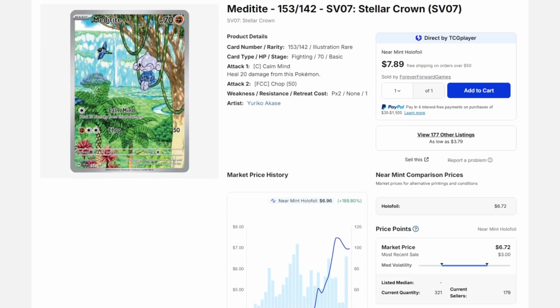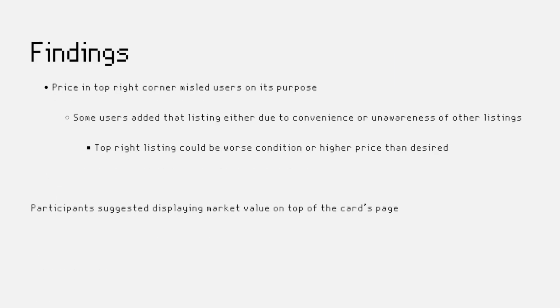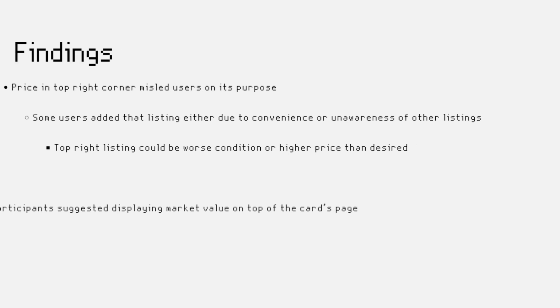All participants were misinformed. The top right price is just the cheapest listing, prioritizing sellers that are a part of Direct by TCGPlayer. Whether the participants added the top right price due to convenience or unawareness of other listings, the location is deceiving. Participants suggested displaying the market value price at the top of the card's page instead.